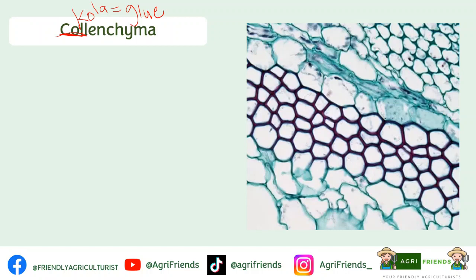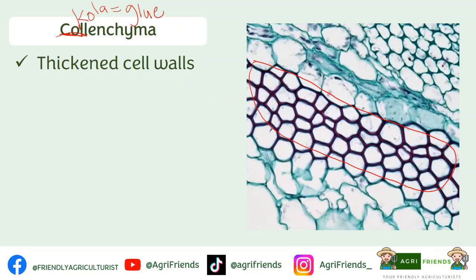So collenchyma cells have thickened cell walls. So this one. They have thickened cell walls, and their cell walls are made up of cellulose, hemicellulose, and pectin. We discussed last lecture that pectin is important for cell adhesion. So the glue here is the pectin.